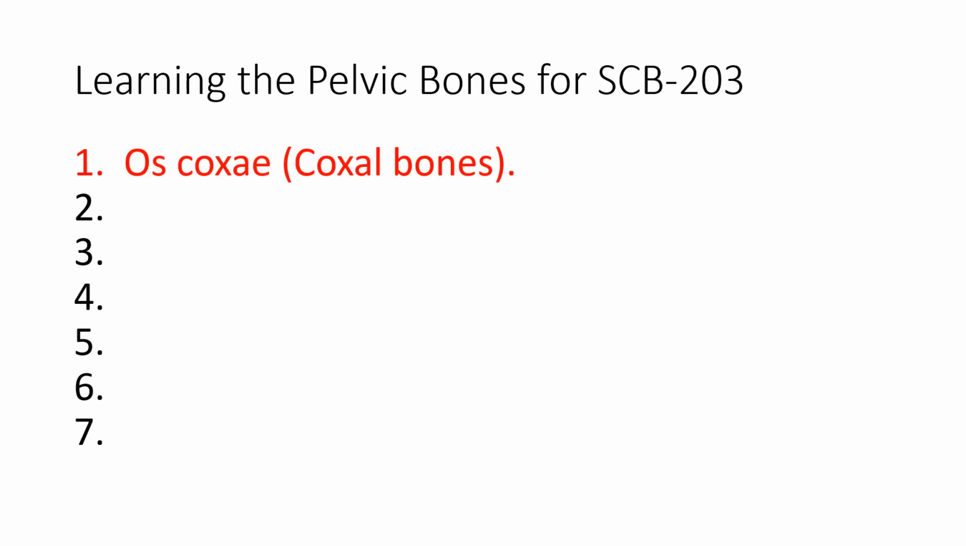The first one is the os coxa, also known as the coxal bones. Then we have the ilium, then the ischium. Notice the spelling difference between the two. It's kind of easy to get them confused. And the pubis, or pubic bone.